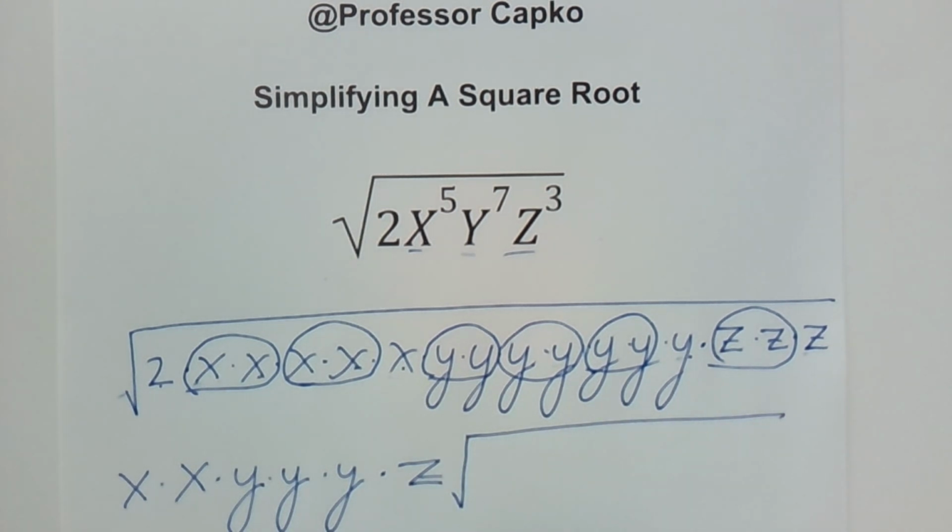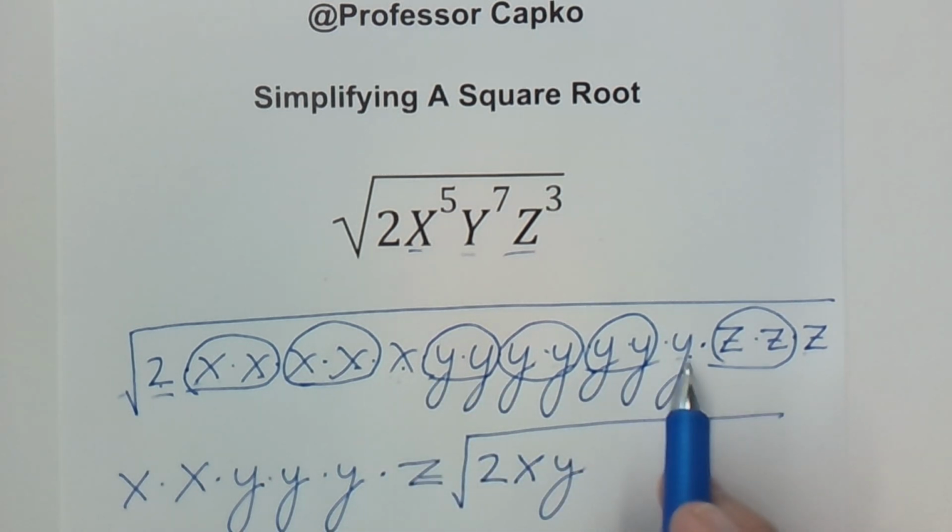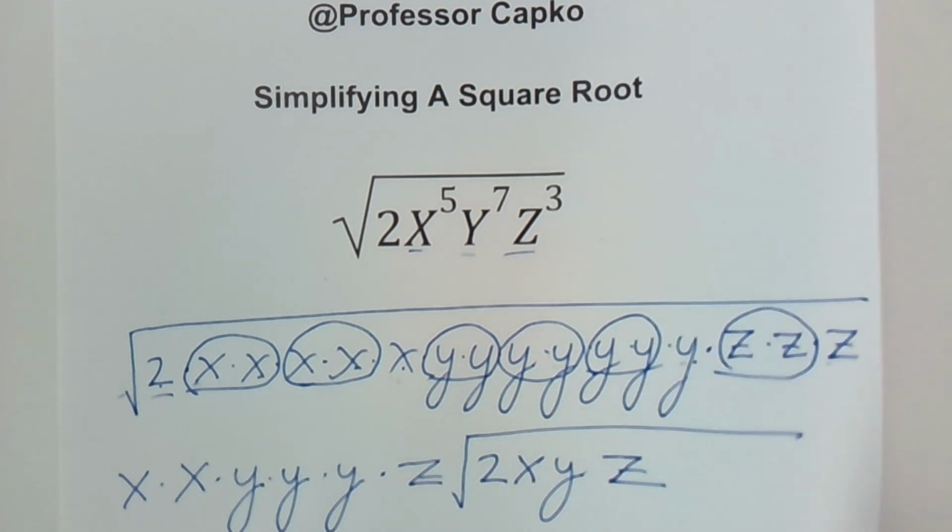radical back in, and write under the radical everything that remains. So I have a 2, so that stays under the radical. I have a single x here, so I'm going to write the x. I have a single y, so I write the y there. And I have a single z. So I've got 2xyz. I'm not completely done yet.